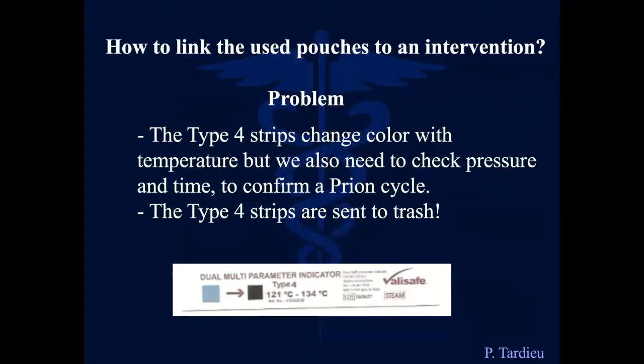So some of you, maybe all of us, we use type 4 strips. These type 4 strips, like this one, we put them in the pouch and we put the pouch in the sterilization cycle. At the end, the color on this type 4 strip is changing, and it's dark now, and this means that what? The temperature has been able to reach 121 degrees to 134 degrees.